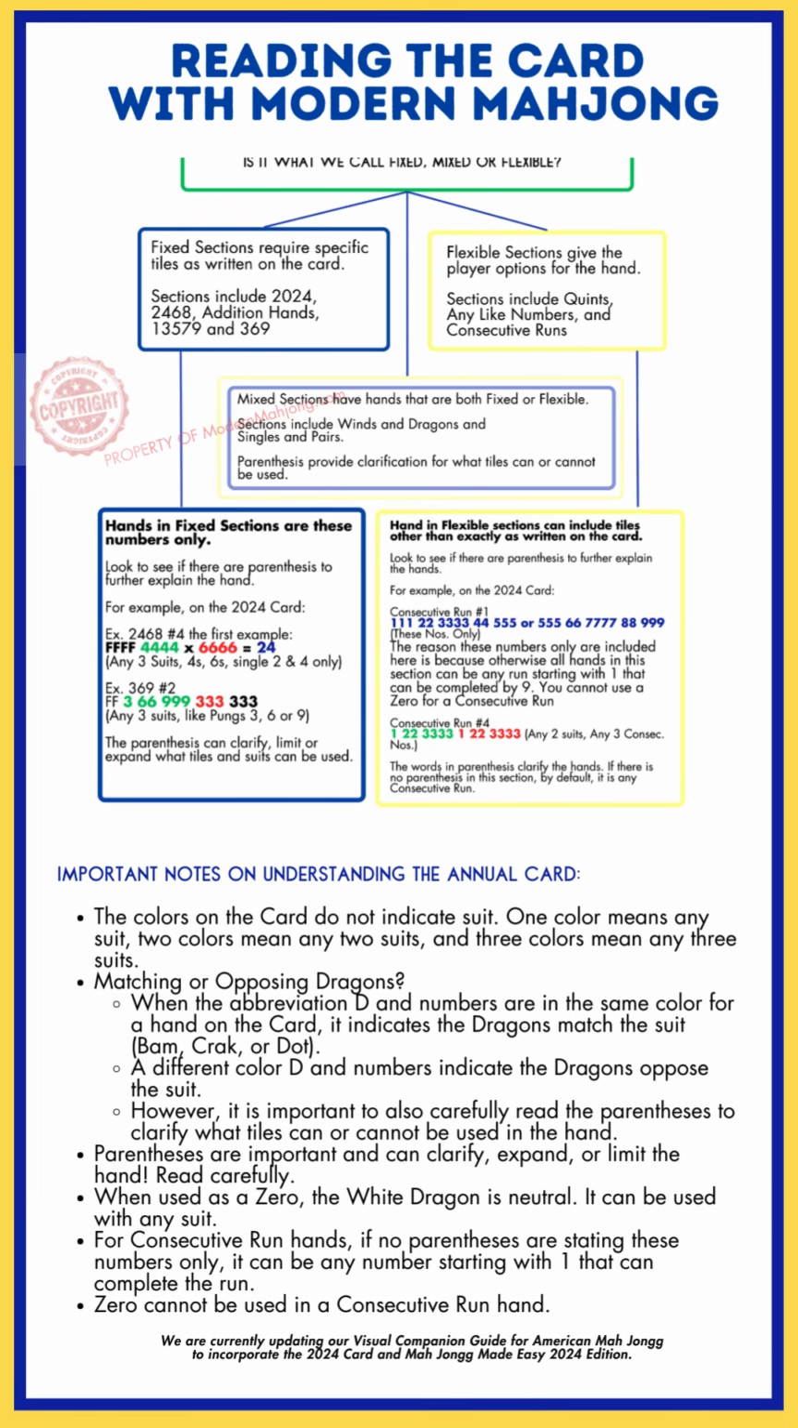Make sure before you expose, you make sure you have the right number in each exposure. When the abbreviation D and the numbers are the same color, they match the suit. If it's a different color, it opposes. Parentheses are important and can expand, clarify, or limit the hand. As we said before, when used as a 0, the white dragon's neutral. It can be used with any suit. For consecutive run, no parentheses, any run; the first hand is limited to those numbers. Once again, 0 can't be used in a consecutive run hand.